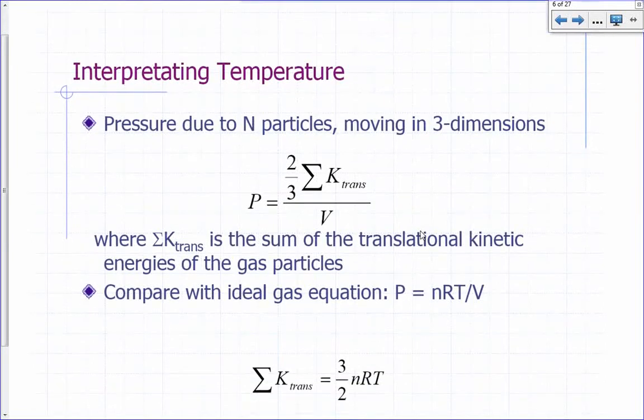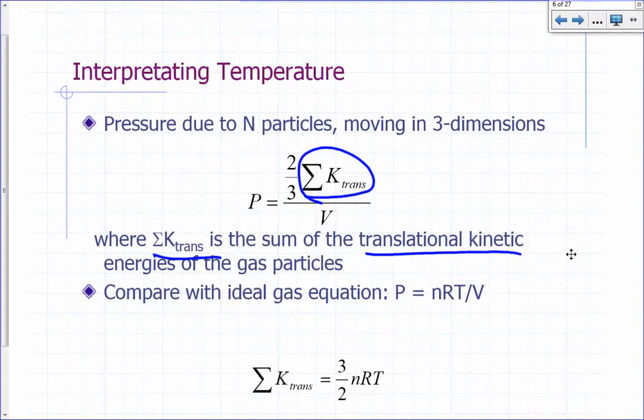Okay. Now, if you have lots of particles moving in 3 dimensions, then it can be shown that the pressure would be equal to 2/3 times the sum of all the translational kinetic energy divided by the volume. So, the sum of all the translational kinetic energies.